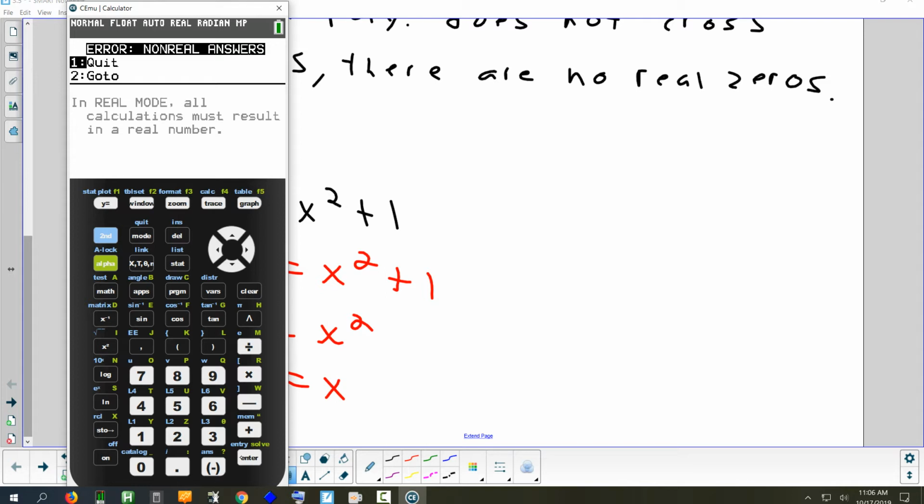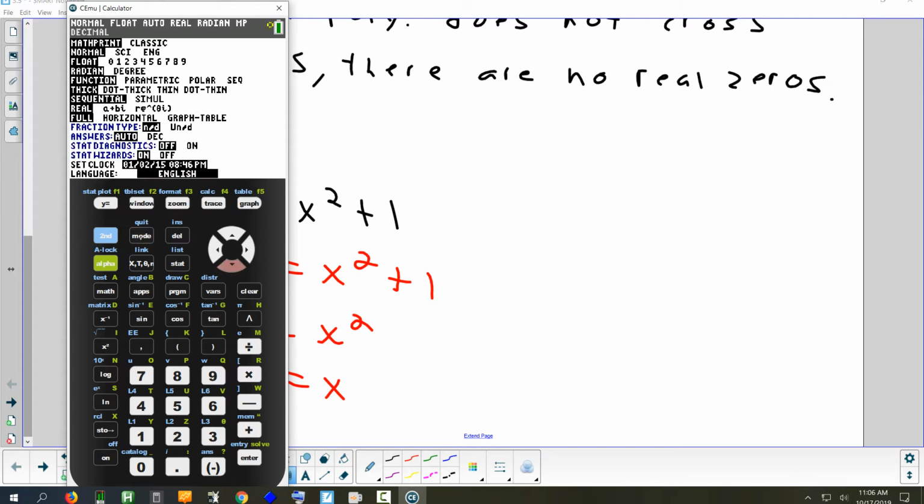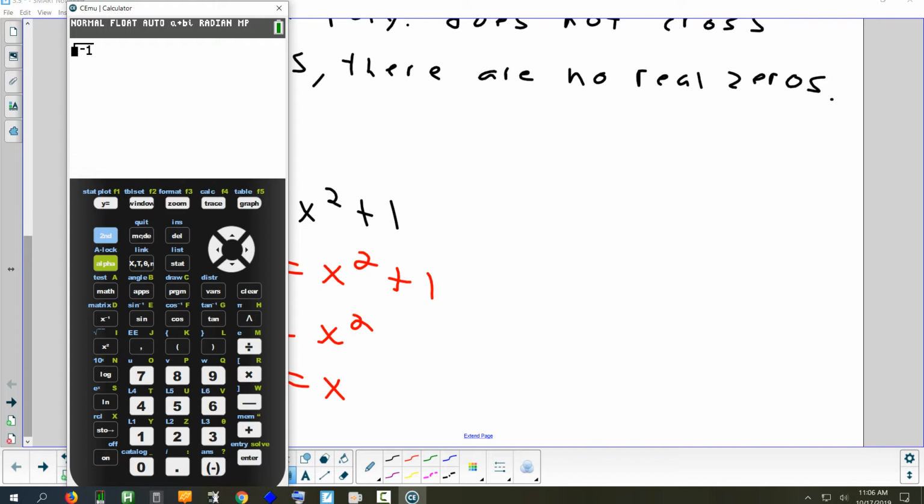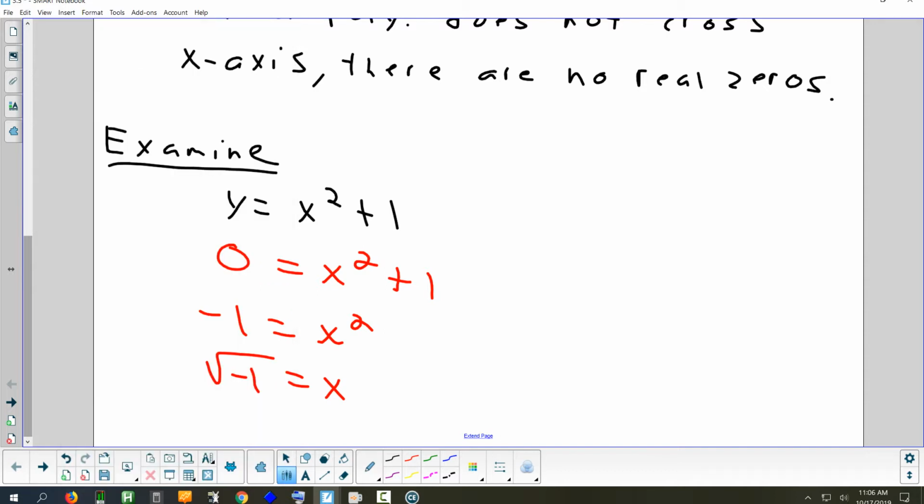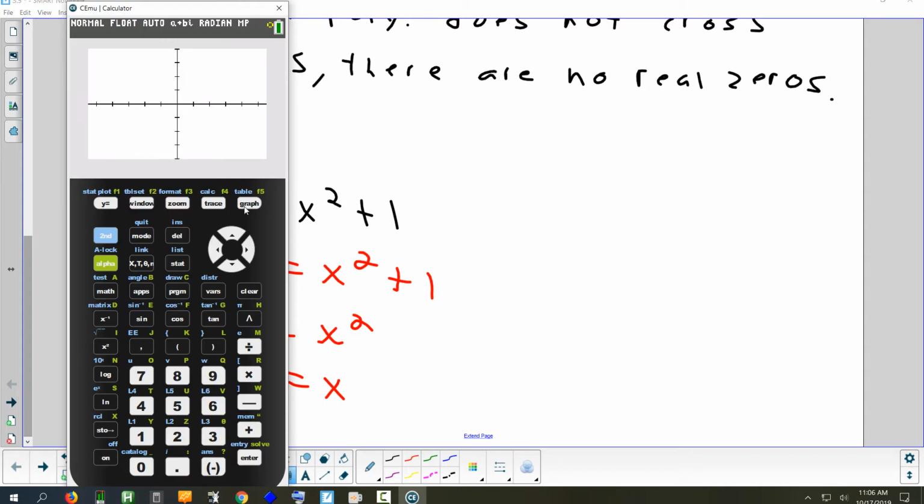Now, if I teach the calculator algebra 2, by changing the mode, the number type, the calculator says it'll handle real numbers or complex numbers. It'll handle both. So it's like now the calculator just passed algebra 2. Ask it the same question, it tells you an answer. So we'll talk more about that answer later. But for now, just understand that there is no real answer to this problem because it never crosses the x-axis.